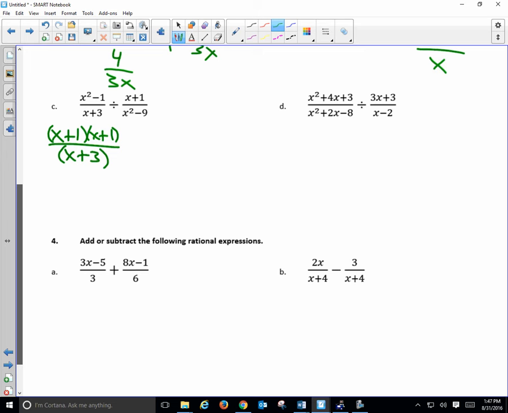And then I'll flip this here. How does x squared minus 9 factor? Yeah. So it's a very nice difference of 2 squares. And you can see that the x plus 1s, those cancel. And the x plus 3s, those cancel. And again, both terms are in the numerator, so you'll leave it as x plus 1 times x minus 3.